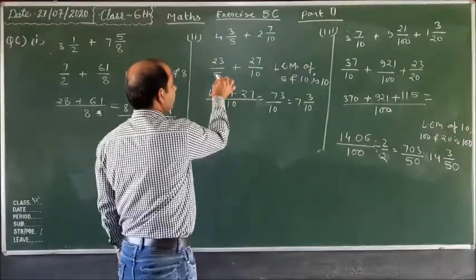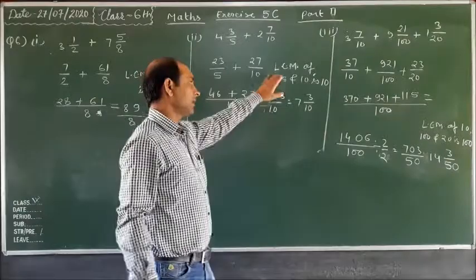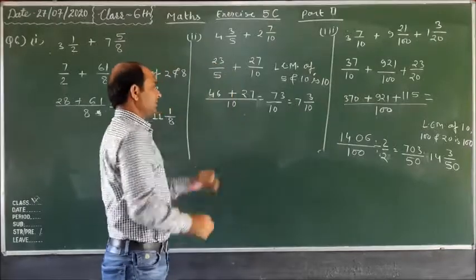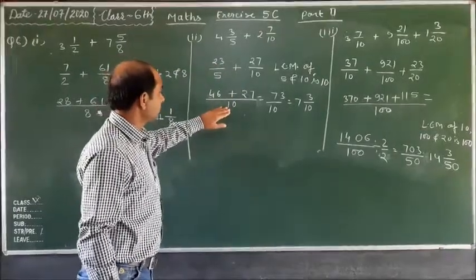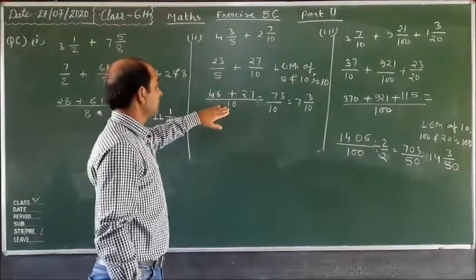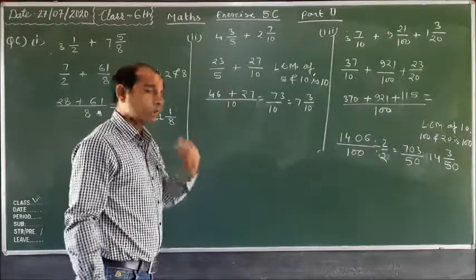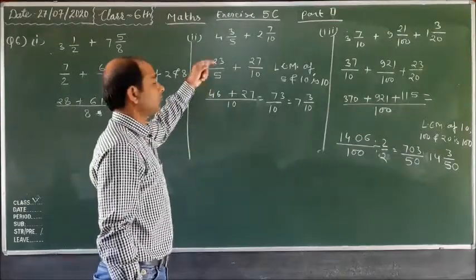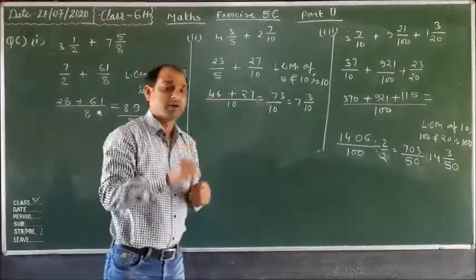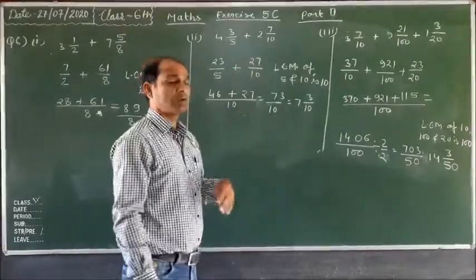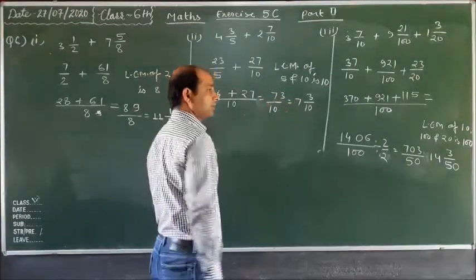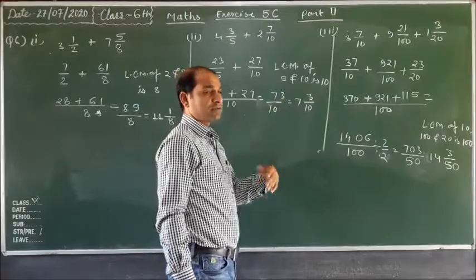So the LCM of 5 and 10 is 10. We write here LCM of 5 and 10 is 10. Now first we divide the LCM by the denominator. So 10 divided by 5, quotient is 2. 5 twos are 10 and 2 multiplied by 23 equals 46. Now 10 divided by 10, quotient is 1 and 1 multiplied by 27 equals 27. So 46 plus 27 equals 73 upon 10, and 73 and 10 are not divisible by the same number.